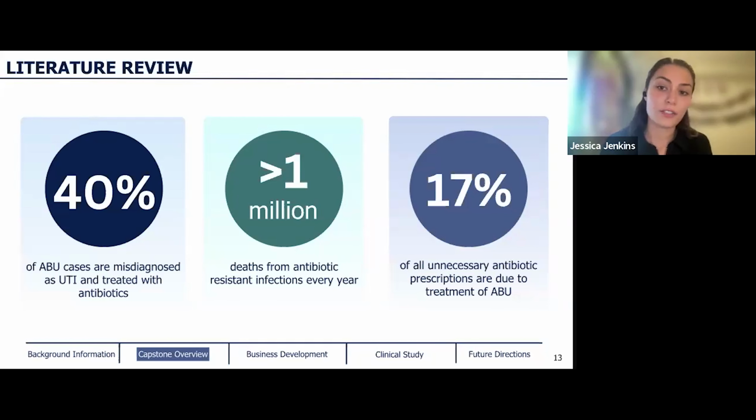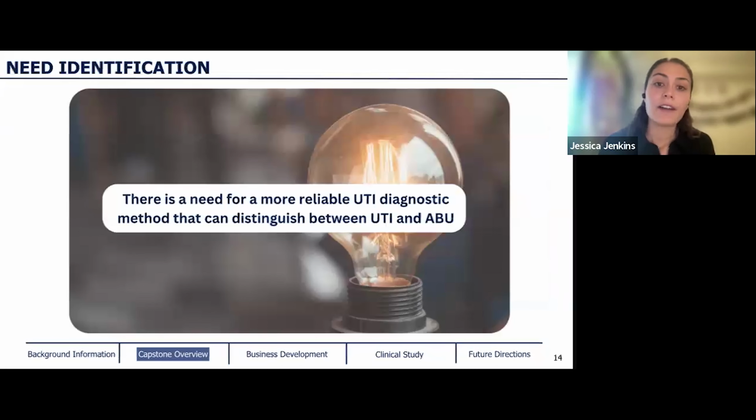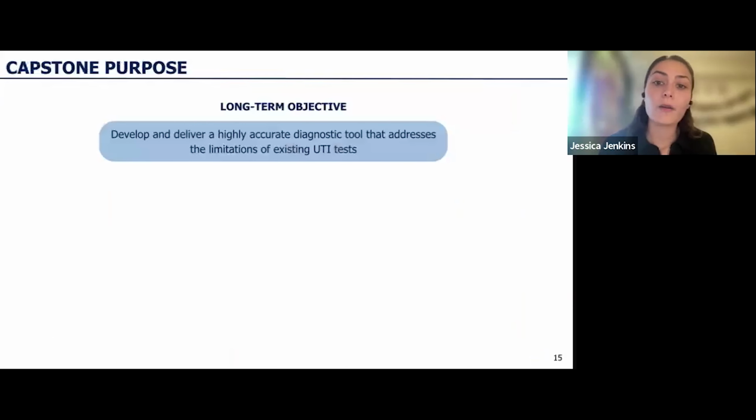significance of addressing this issue, not only for people prone to complicated UTIs, but for the general population on a global scale. After many months of consulting with stakeholders and reviewing literature, it became apparent to us that to address this pressing issue, there is a need for a more reliable UTI diagnostic method that can distinguish between UTI and ABU. Our ultimate goal is to develop and deliver a highly accurate diagnostic tool that addresses the limitations of existing UTI tests. We recognize that commercialization is a fitting approach to achieve this goal.